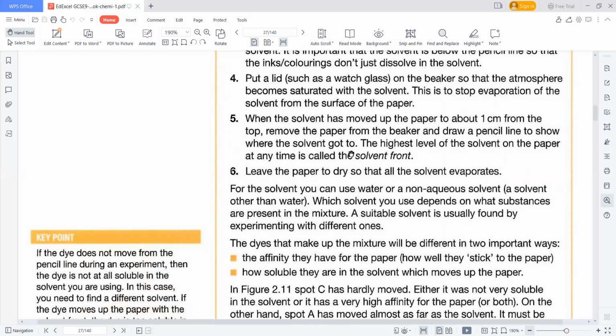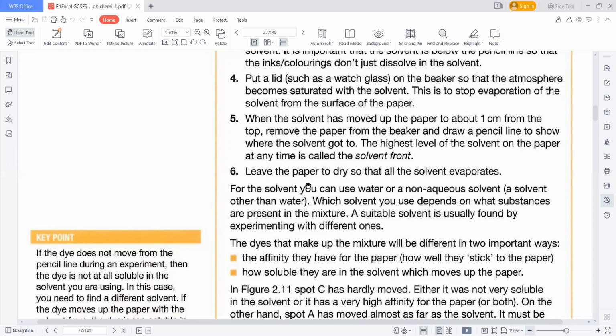Next one is that the highest level of the solvent on the paper at any time is called the solvent front. So basically, it is the highest point the solvent can reach, can travel. The final point is called the solvent front.